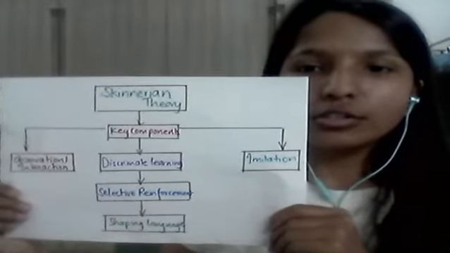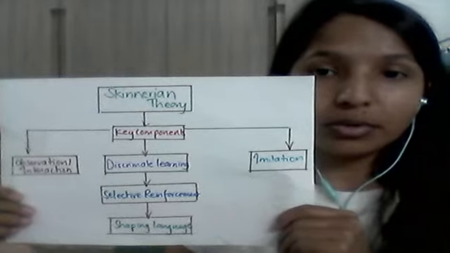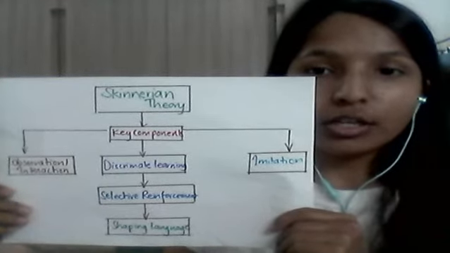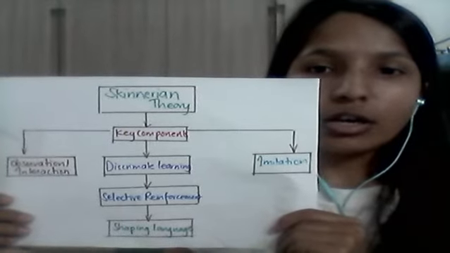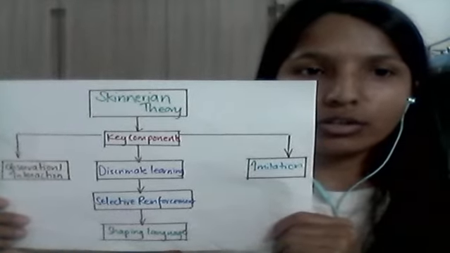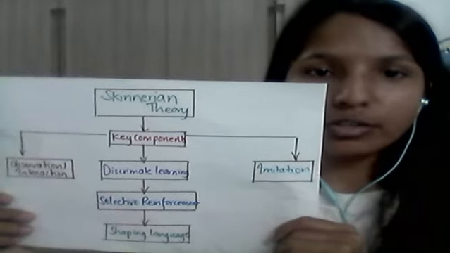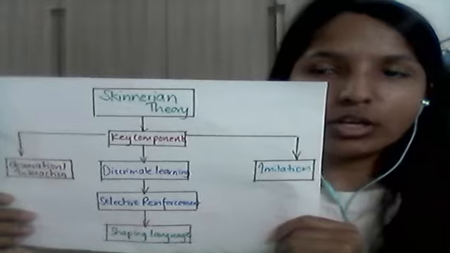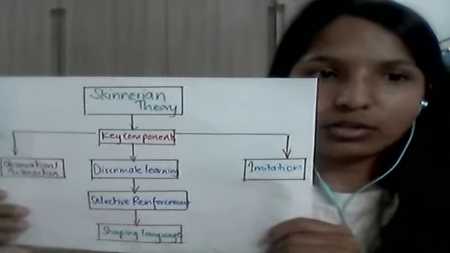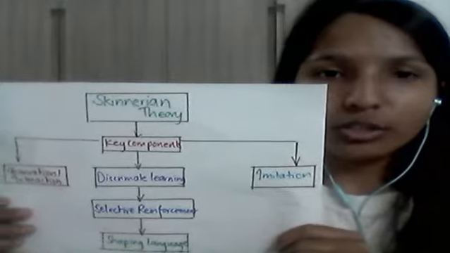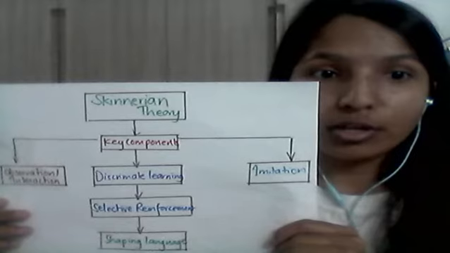The Skinnerian theory was developed by Skinner, who viewed language as a verbal behavior that was learned just as any other behavior is learned. The key component of the Skinnerian theory is observational interaction, which shows that children need to observe and also interact in order to develop their language.